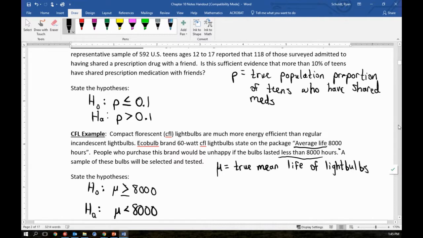Greater than or equal to? Are we supposed to write down both of them? Yes. Okay. Can you explain what it means again? So this first one's our alternative. That's really what we're interested in proving. So it says in the problem that they would be unhappy if it's less than 8,000 hours. That's what we're going to put down as our alternative.